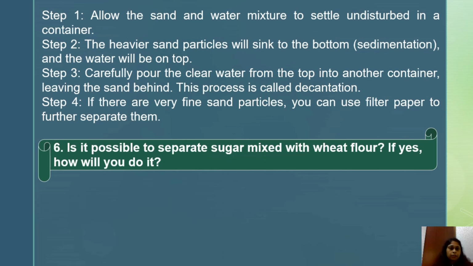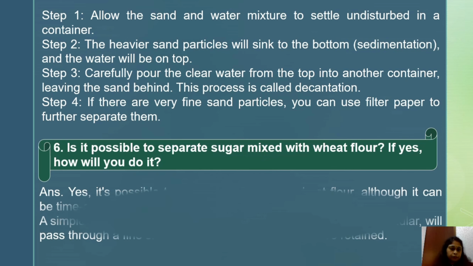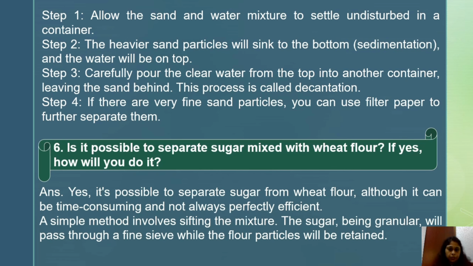Now 6th question, is it possible to separate sugar mixed with wheat flour, and if yes, how will you do it? Yes, it is possible to separate sugar from the wheat flour, but it is time consuming and not always efficient. A simple method will be sifting the mixture, that is the sieving method. By the sieving method we can separate the sugar which is mixed with wheat flour.